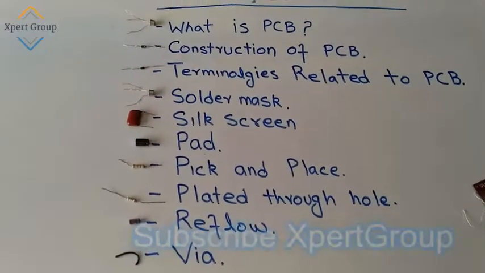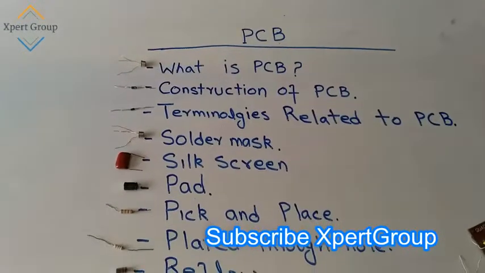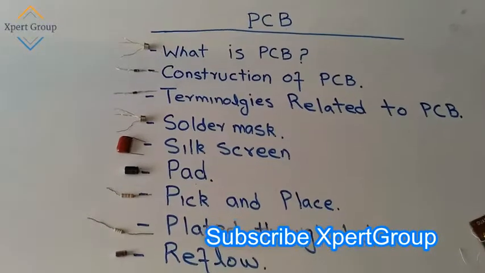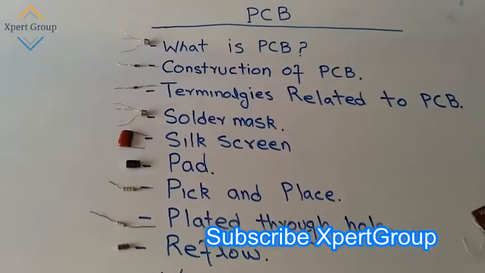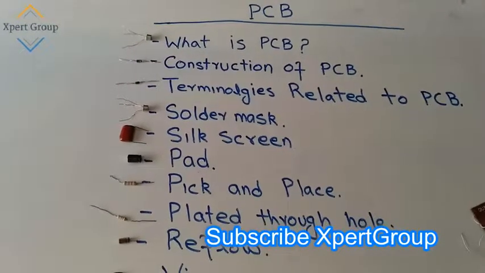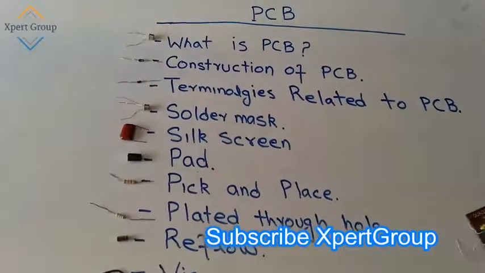In conclusion, the PCB is the most important feature of our day-to-day electronic world, and the construction of PCB is just like a sandwich, and moreover, we can say that the PCB is an important feature in our day-to-day electronics.